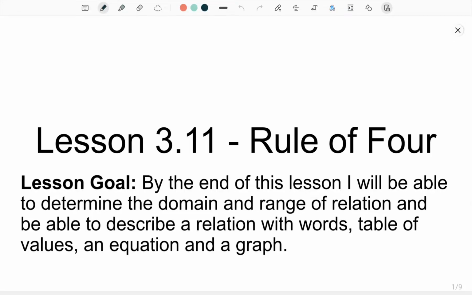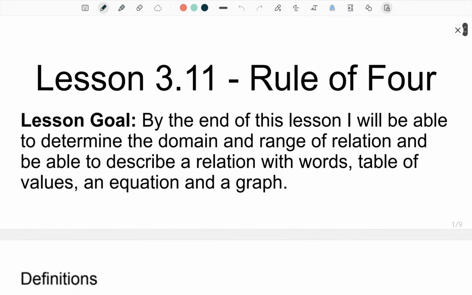So today we're going to look at what's called the rule of four, which is basically going to be four ways of representing a relation. And so that's going to be the goal for today. You're going to be able to, first of all, determine things called domain and range. We'll see what those are of a relation, and then describe a relation using words, a table of values, an equation, and a graph. So let's get into some definitions just to begin with.